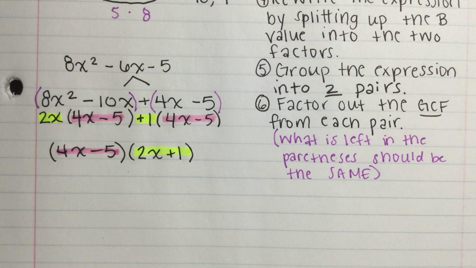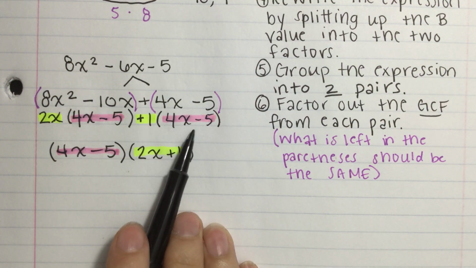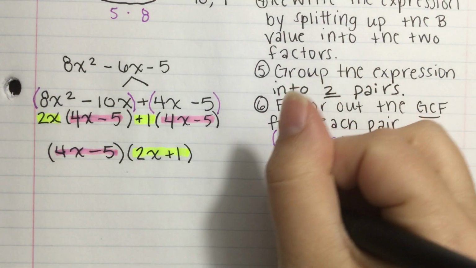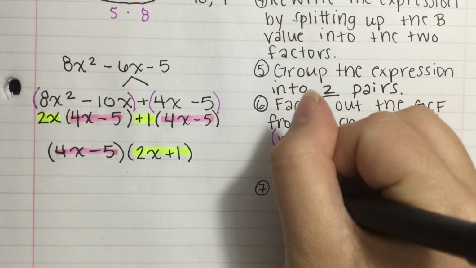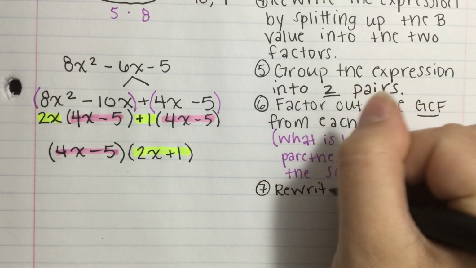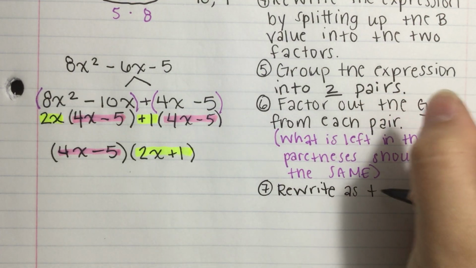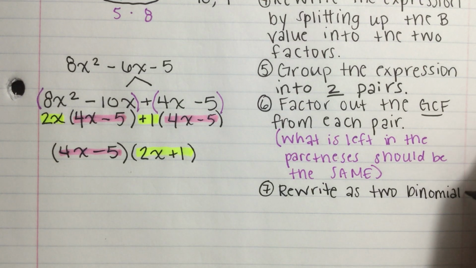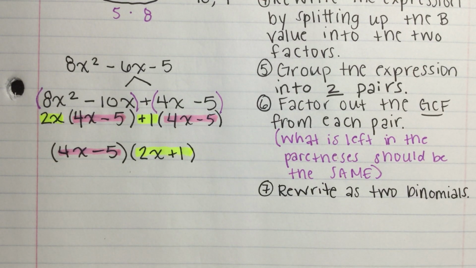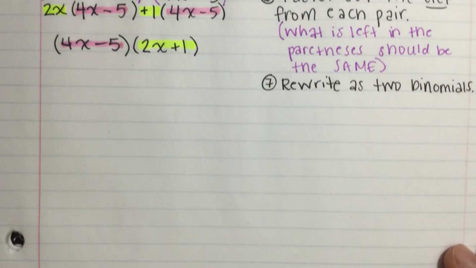Okay, this is called factoring by grouping, and that's exactly what we did. We grouped them together and we found our GCF. So my last step, what I just did, was rewrite as 2 binomials. All right, now I'm going to do one more example where I'm not actually writing the steps next to it, so that we can see what another problem would look like.